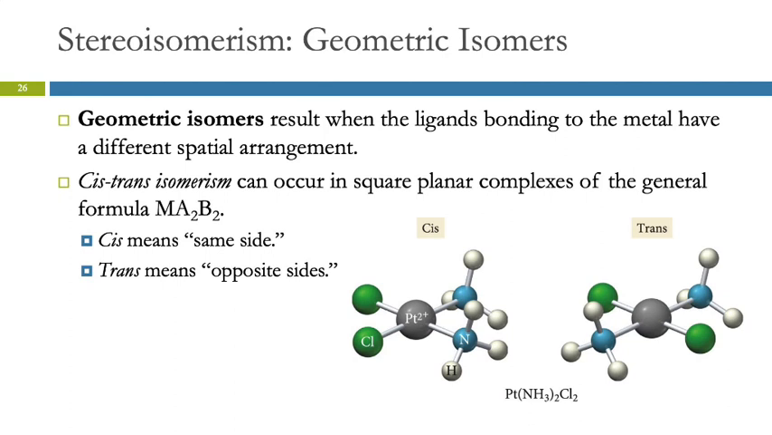Yeah, same side. Trans is opposite sides. So this can happen when you have this general formula where you've got the metal ion and you've got 2 of one ligand and 2 of the other ligand. If you've got 3 in one, doesn't happen. All 4 the same, obviously doesn't happen. You can't just look at the formula though, because not all compounds with 4 ligands are square planar. Some of them are tetrahedral.